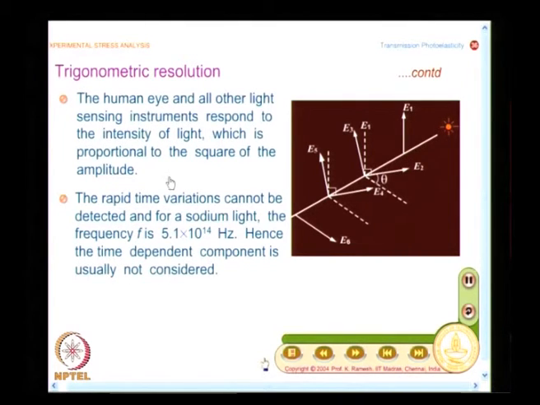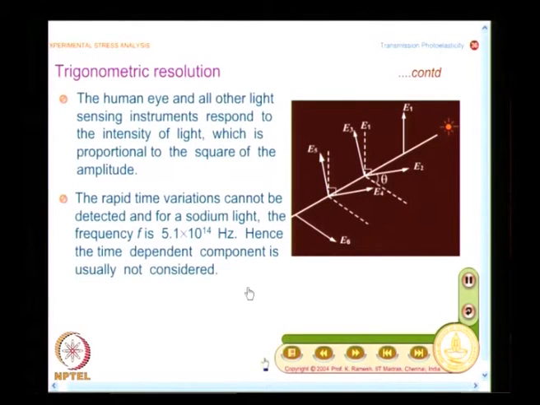So, what we will have to look at is, we have got the E6 expression and we will square the amplitude and find out what that expression gives. So, that will give you, beautifully, an explanation of what we see as fringes in a plane polariscope.